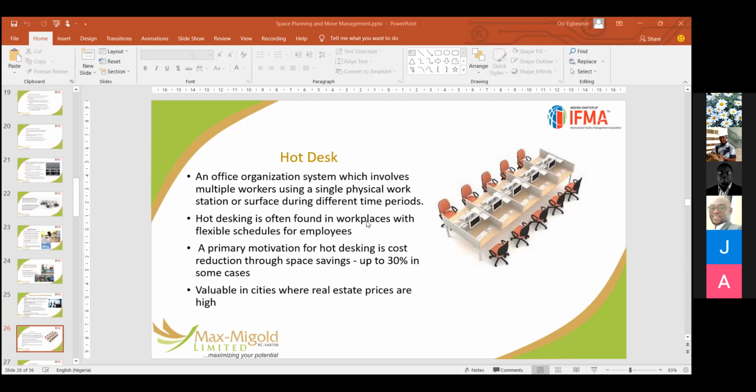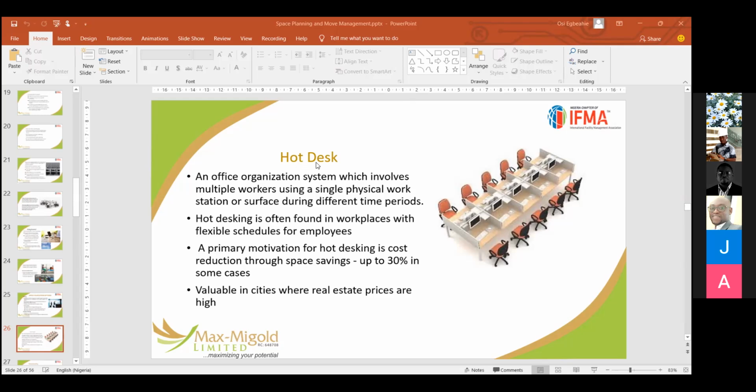A primary motivation for hot desking is cost reduction through space saving, and up to 30% in some cases can be saved from commercial real estate. It's valuable in sites where real estate prices are quite high, so that they can accommodate more.